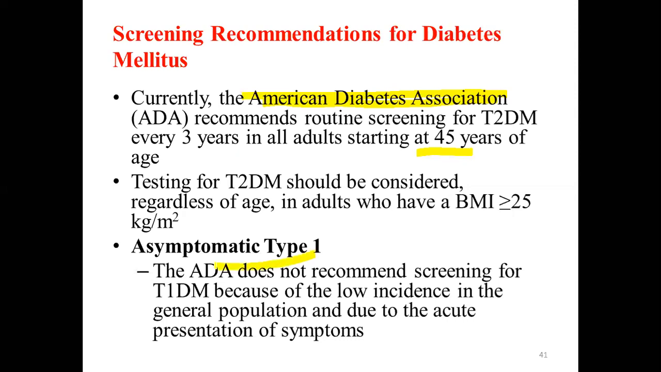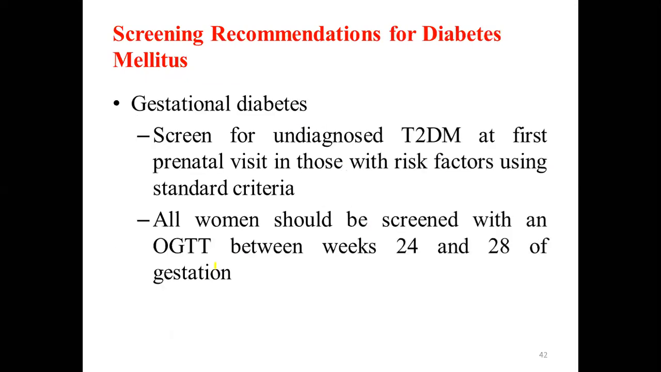But for asymptomatic type 1 DM, the ADA does not recommend screening because of the low incidence in the general population and the acute presentation of the symptoms. The prevalence is very low, and the condition is usually very acute, so it will be captured because of the presentation. So for type 1 DM, the American Diabetes Association does not recommend screening.